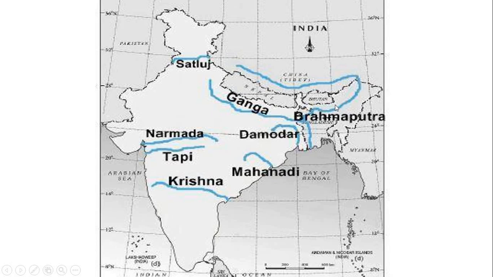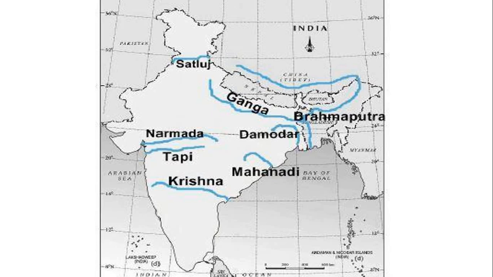In Assam it is known as Brahmaputra, and one branch of this river enters Bangladesh, and in Bangladesh it is known as Jamuna. So these are the different names of the Brahmaputra river. You must know about it. Again I am telling: in Tibet it is known as Tsangpo, in Arunachal Pradesh as Dihang, in Assam as Brahmaputra, and in Bangladesh as Jamuna.